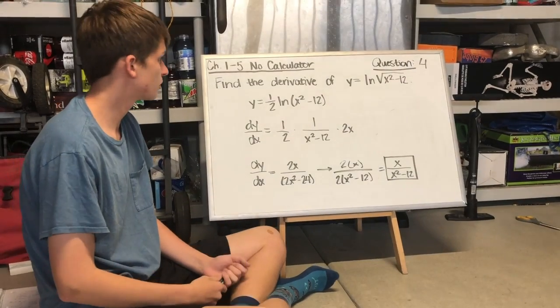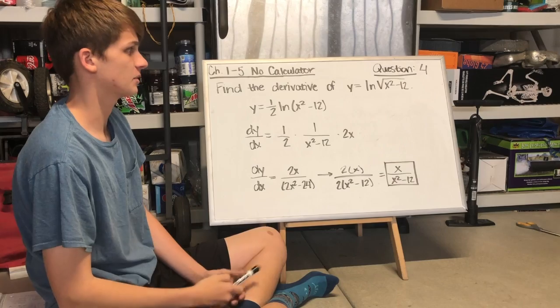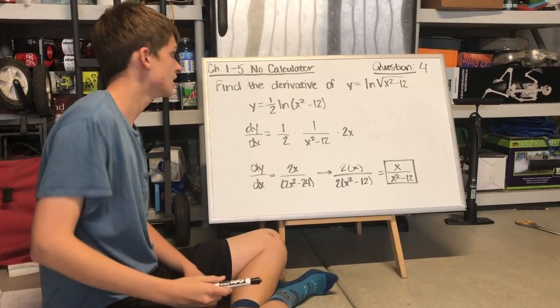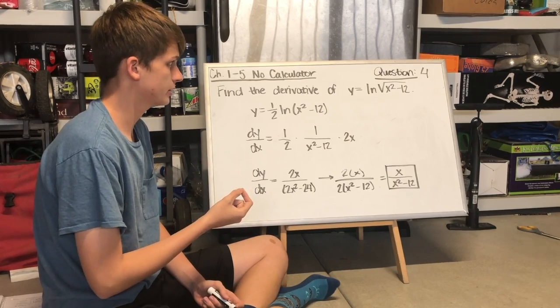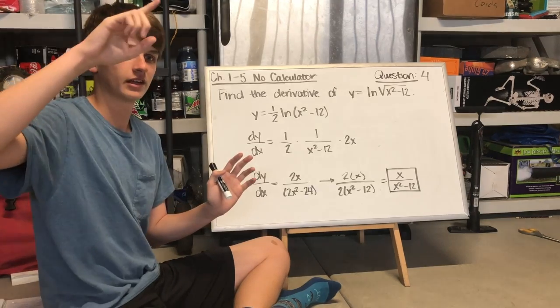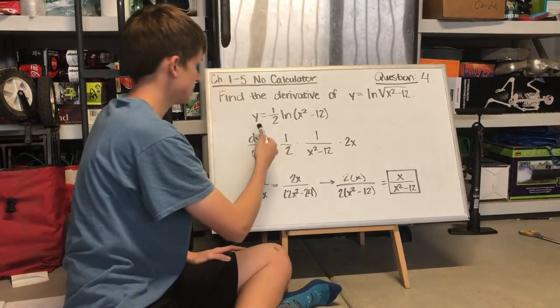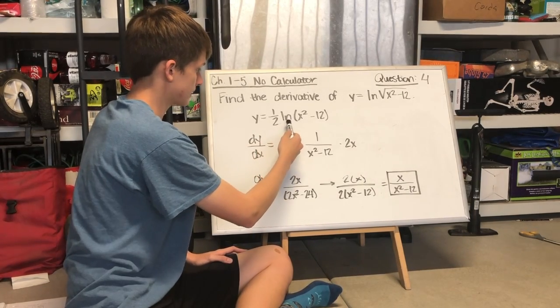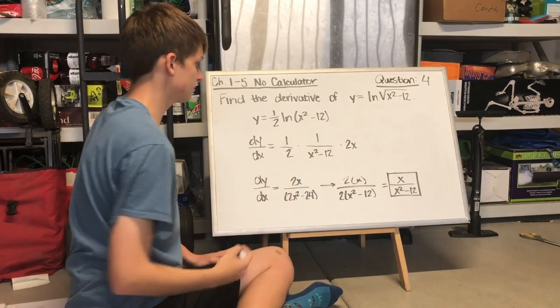Alright, so for question 4, we have find the derivative of y equals the natural log of the square root of x squared minus 12. So one thing that we automatically know is that with a square root, it's like taking what's inside of the square root and taking it to the 1/2 power. So what we can do is rewrite this equation as y equals 1/2 times the natural log of what was inside the square root, which is x squared minus 12.